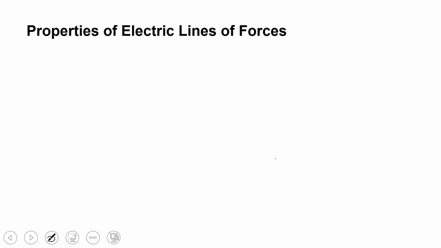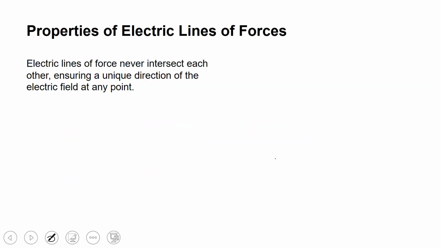So what are the properties of electrical lines of forces? Electrical lines of force never intersect each other. You will never see electrical lines of forces intersect. Like for example, let's say this is one and this is another one. They would never intersect, ensuring a unique direction of electric field at any point. So there is no intersection of electrical lines of forces in order to ensure a unique direction of electric field.